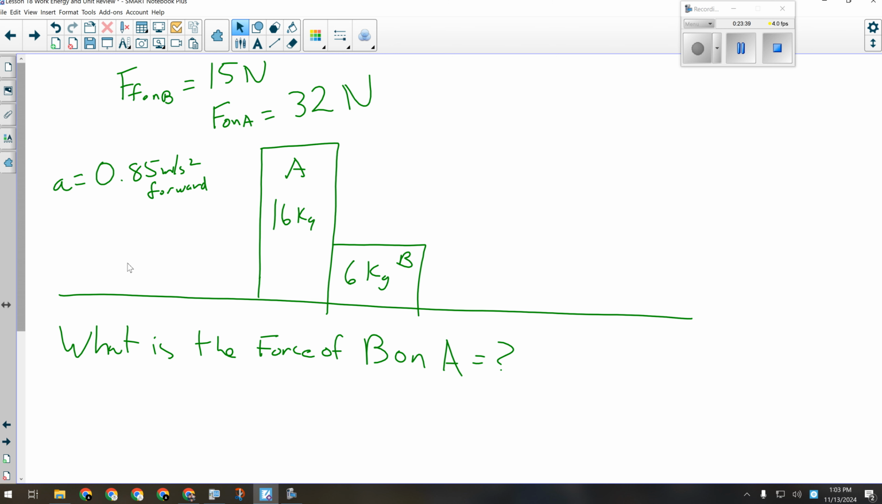So we're looking for what's the force of box B on box A. There's a force acting directly on box A of 32 newtons. The force of friction acting on box B is 15 newtons. The acceleration of the system is 0.85 meters per second squared forward, this direction being forward. That is also the direction the force acting on A is pushing. So I'm looking for the force of B on A.